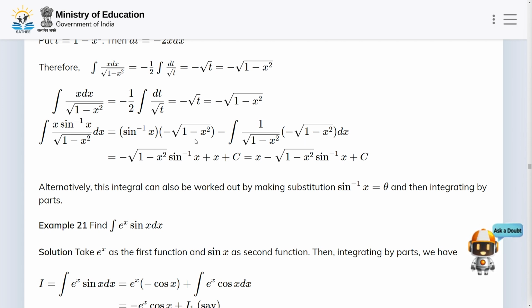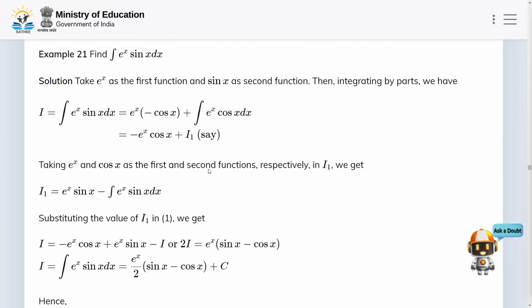sine inverse x multiplied with minus root 1 minus x square, and this becomes plus integration dx. The integration of this will be just x. You will have minus root of 1 minus x square sine inverse x plus x plus some constant. So this will be your final answer. I hope it is clear to you. Let us move to the next problem.